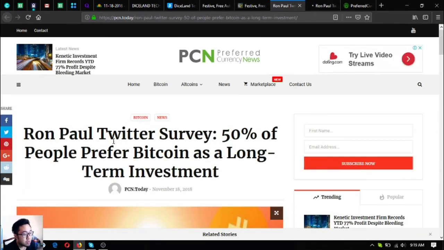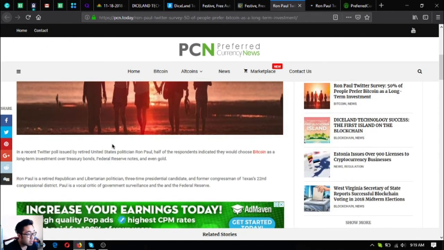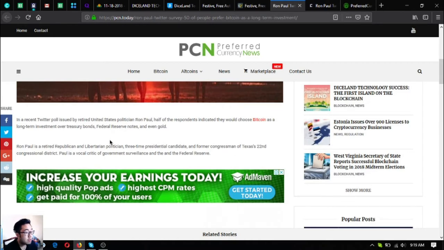So, Ron Paul Twitter survey: 50% of people prefer Bitcoin as a long-term investment. In a recent Twitter poll issued by retired United States politician Ron Paul, half of the respondents indicated they would choose Bitcoin as a long-term investment over treasury bonds, Federal Reserve notes, and even gold. Ron Paul is a retired Republican and libertarian politician, three-time presidential candidate, and former congressman of Texas' 22nd Congressional District. Paul is a vocal critic of government surveillance and the Federal Reserve.